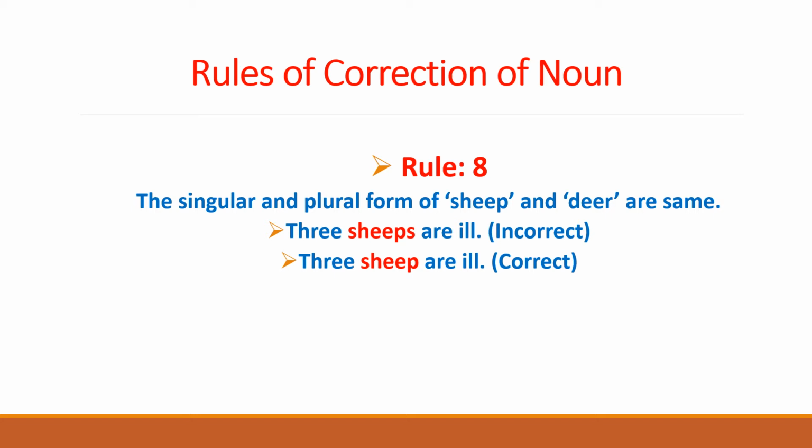So grammatically, what we need to remember is that sheep and deer have the same appearance whether they are used as singular nouns or plural nouns. This is what we need to remember.